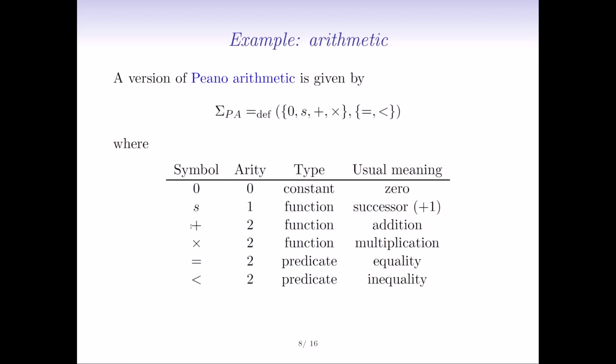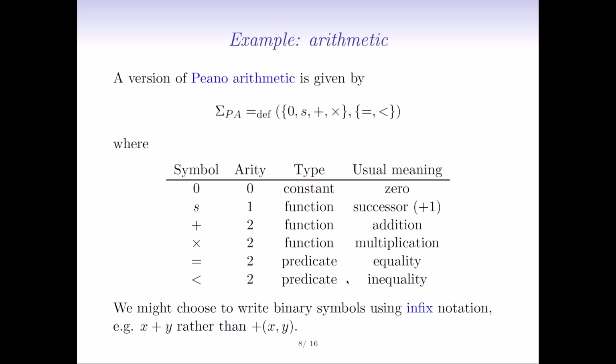We also have symbols plus and times. These are both binary function symbols, and obviously they usually would stand for addition and multiplication, respectively. And we also have two predicate symbols, equals and less than. Now, these are both binary predicates. They take two arguments each. And obviously, equals usually means equals, and less than usually means less than. So it's an inequality predicate.